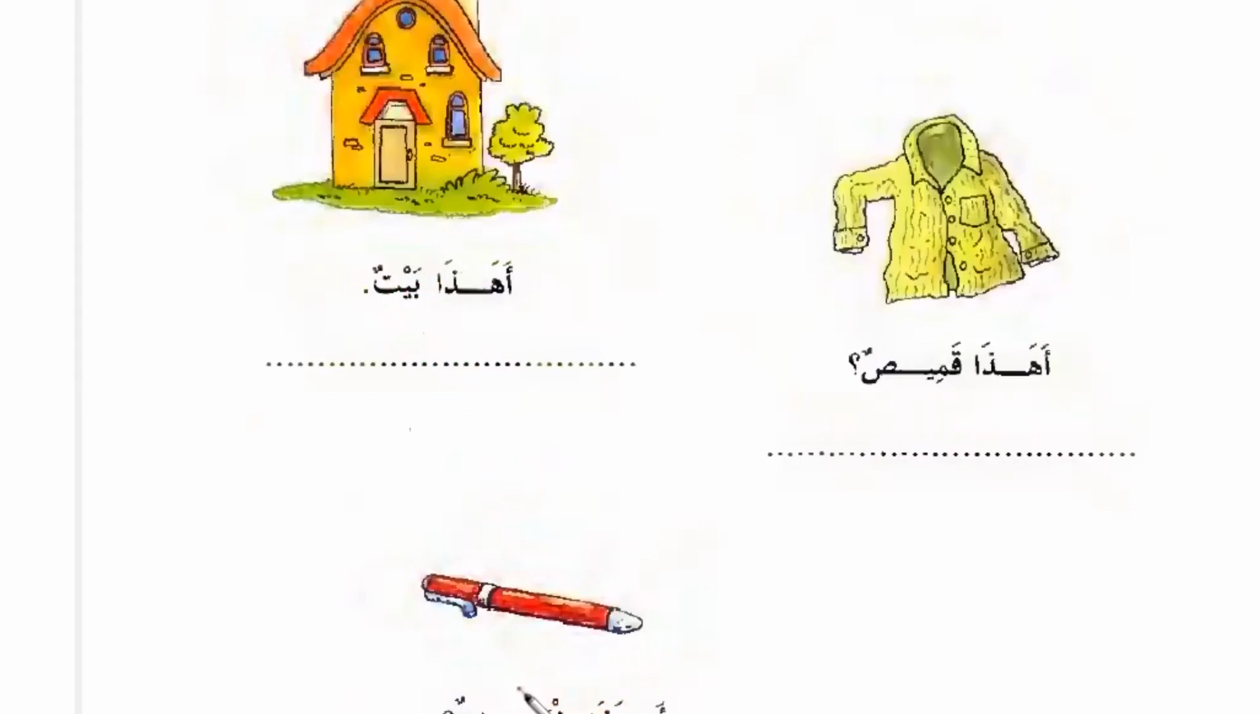Haza miftahun? Is this a miftahun? This one is a pen. This is not a miftahun. Miftahun is a key, right? So we say la, haza qalamun. Okay. You can see here too, he's asking: haza najmun? Is this a star? Obviously it is a star. So we say naam, haza najmun. Yes, this is a star.